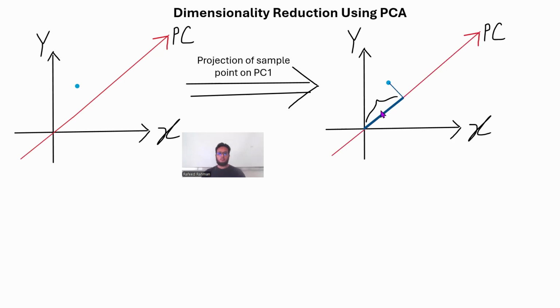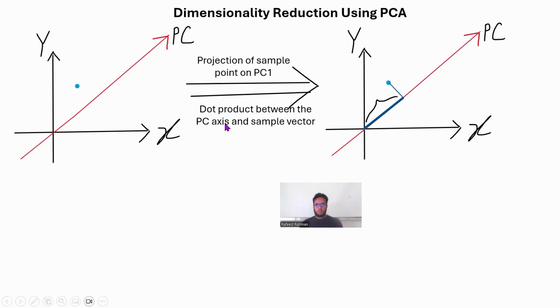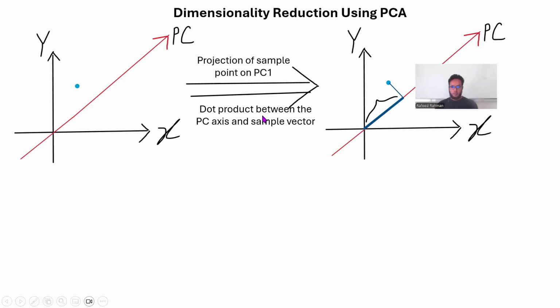So what is this blue line actually? It is nothing but a dot product between the PC axis vector and the sample vector itself, right? So that is the thing. There's nothing else. So now that you understand how you can actually get the PC projection of any sample on a particular PC by doing the dot product, you can also know how you can project the entire dataset on the top PCs only. So let's see how it happens.